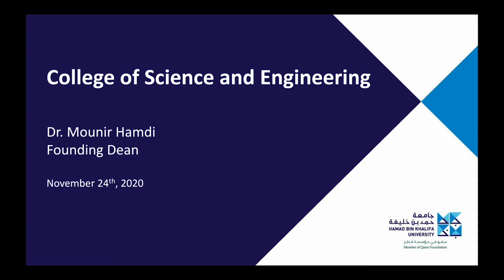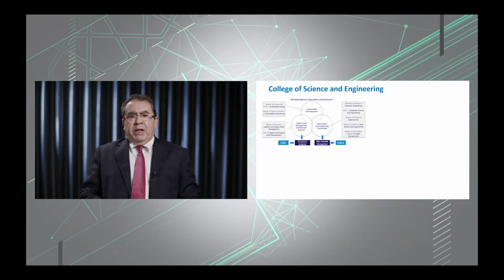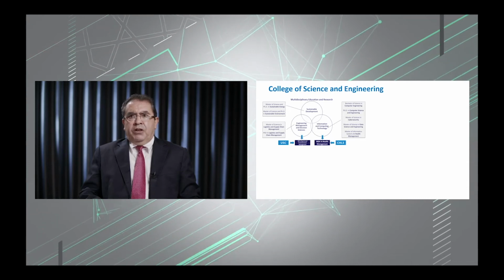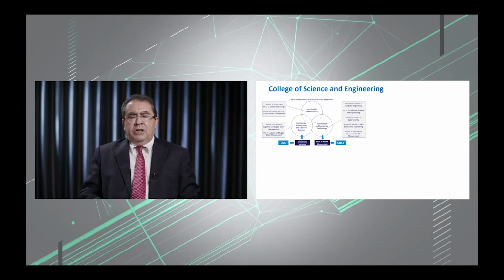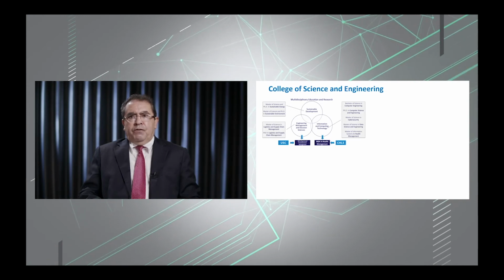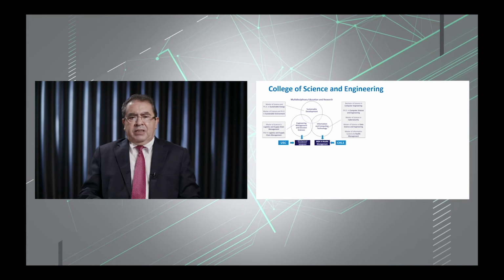My name is Munir Hamdi. I'm the founding dean of the College of Science and Engineering. The college has been built around 3 key divisions: the Division of Information and Computing Technology, the Division of Sustainable Development, and the Division of Engineering Management and Decision Sciences.